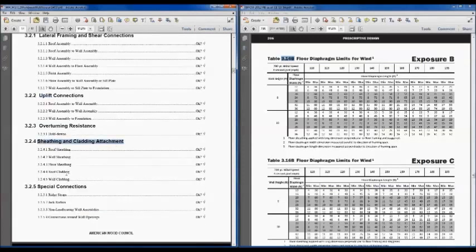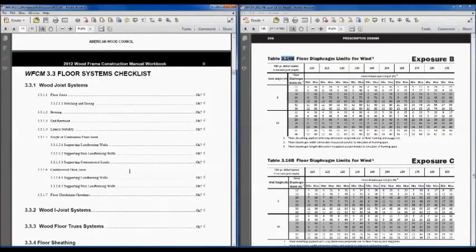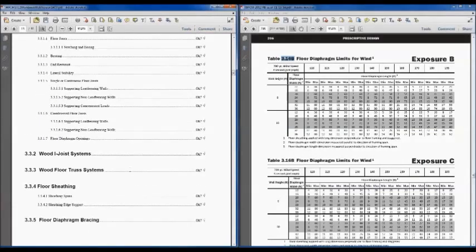Then we're going to look at sheathing and cladding attachments, special connections, and then for today, we're going to skip past the floor joists.